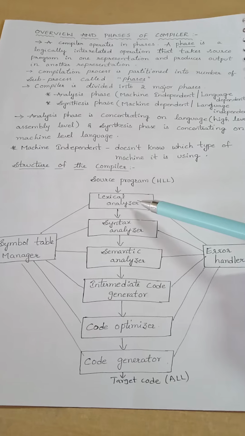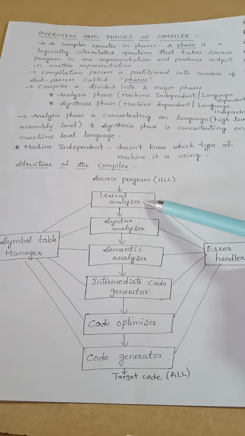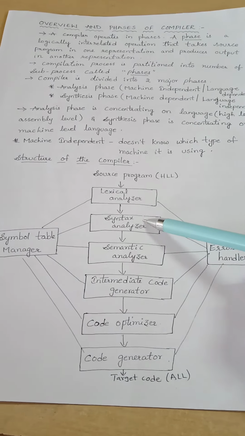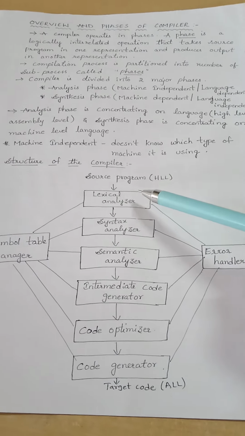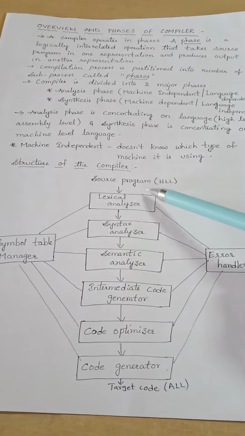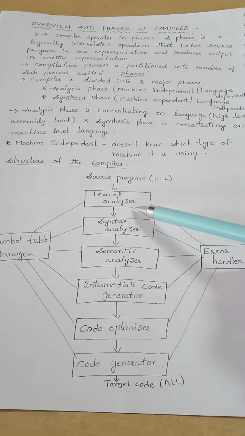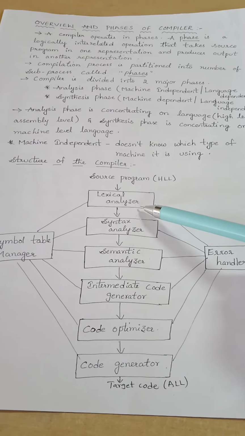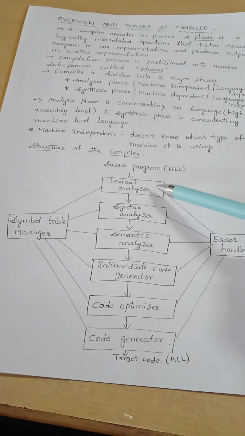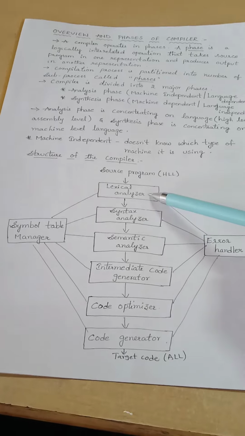So here, when we call it a phase, we said that all of these are the phases of the compiler. So when we call something a phase, it means that it takes the input of the previous phase and gives the output to the next phase, and then it is called a phase of the compiler. So here the first phase we have is the lexical analyzer.